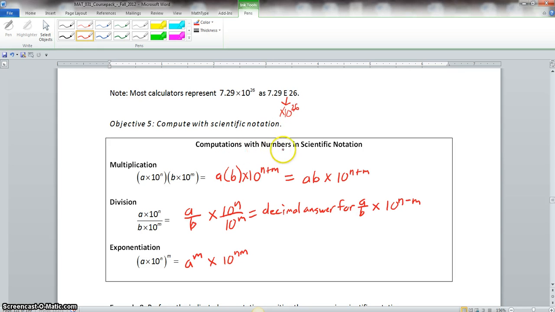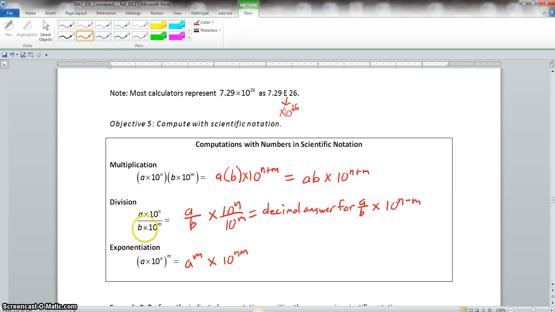Okay, it says computation with numbers in scientific notation. Now, when we multiply these two factors together, we would take A times B, and then we would take 10, and this 10 has the same base, so we'll bring over the 10 and add our exponents. So our final answer would be whatever A times B is times 10 to the n plus m.